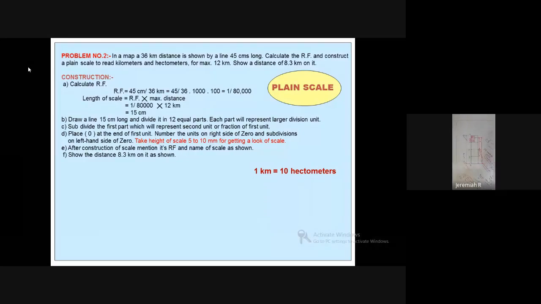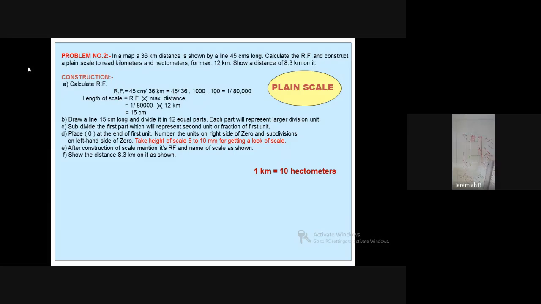So the representative factor. The distance on the drawing is given as 45 centimeter, but the original, actual distance on the object is 36 kilometer. So 45 divided by 36 kilometer. The numerator is 45 centimeter, so the denominator also should be in centimeter.